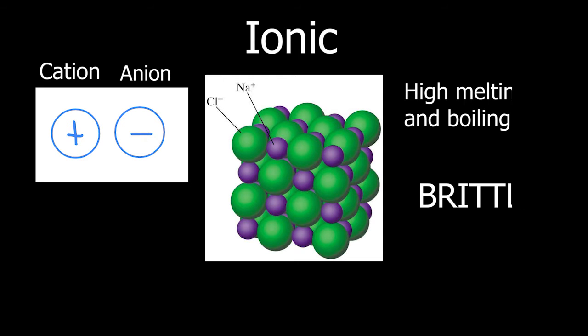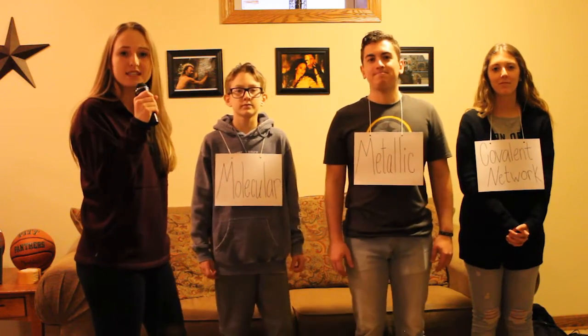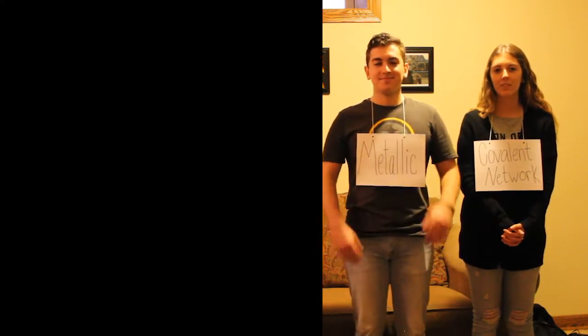They have high melting and boiling points and are brittle. As we see in this diagram, if there was an impact to our ionic solid, the impact quickly shifts the positive atoms to be next to one another as well as the negatives. This causes repulsion and causes the solid to cleave or break. Would you want a brittle solid in your expensive engagement ring? Of course not! Our next contestant is molecular solids.